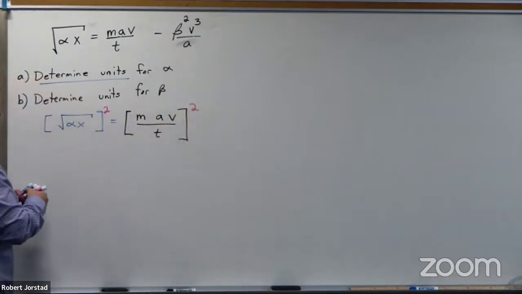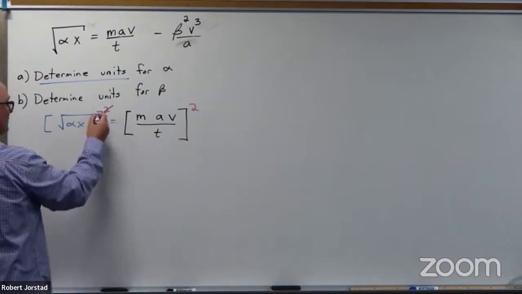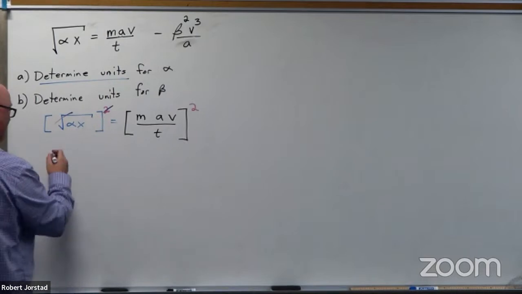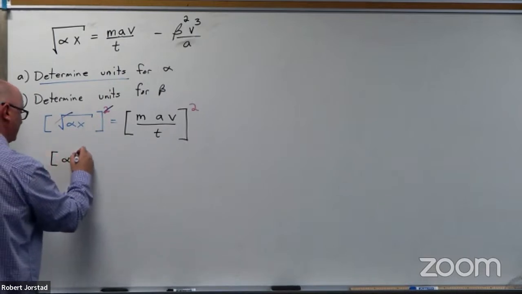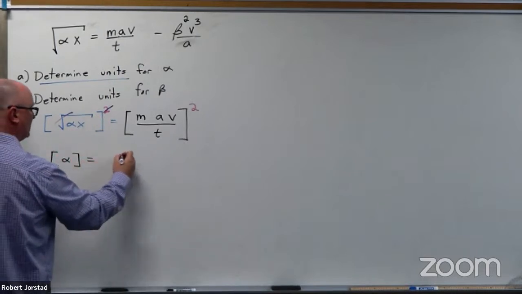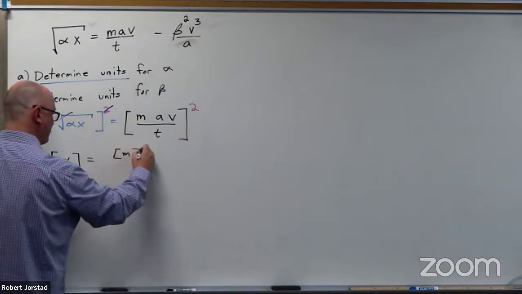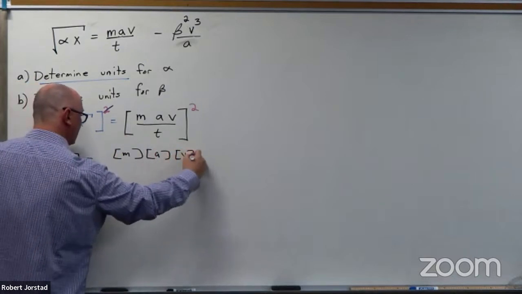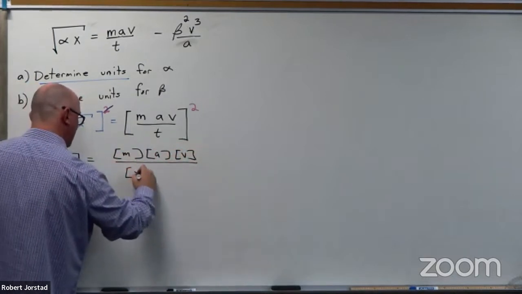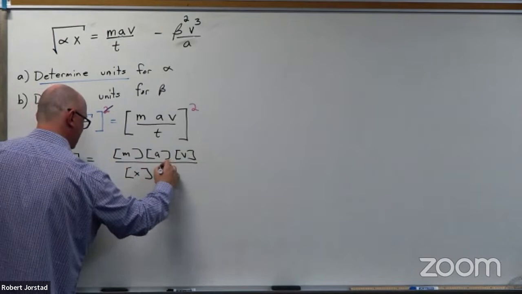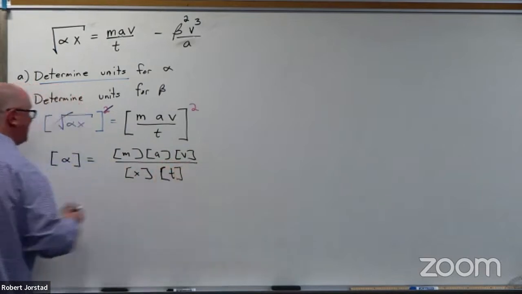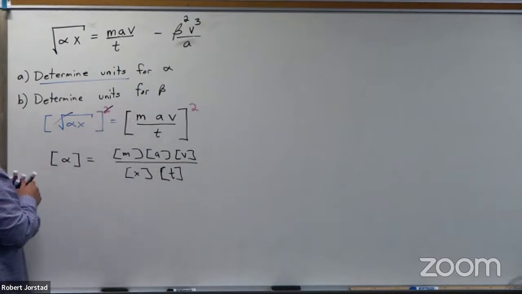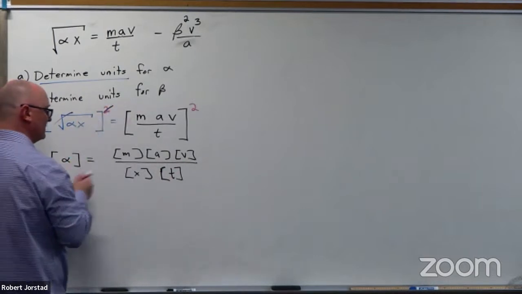And then when I do that, the squared will cancel this. And now I'm going to write it this way. The units of alpha should equal the units of M, units of A, units of V, all over the units of X and the units of T. And I'll get out of the way and explain this. Again, look what I did. I squared both. Oh, crap. I forgot the squareds.